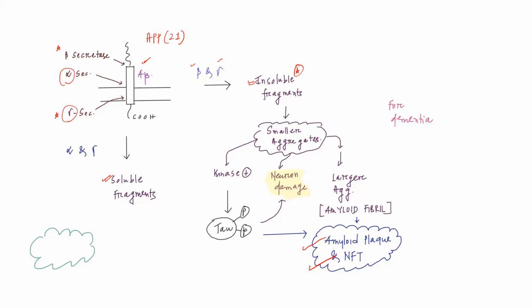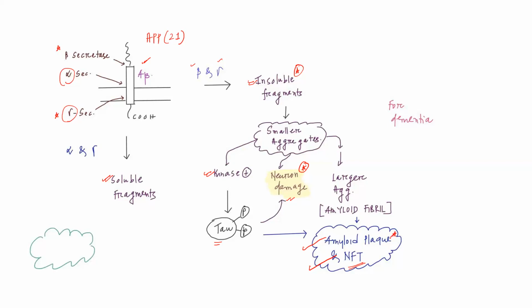And remember, in all the neurodegenerative disorders, the smaller aggregates are actually toxic. So smaller aggregates can directly cause neuronal damage. At the same time, they can activate kinases, which will cause phosphorylation of tau proteins. Tau proteins are microtubule associated proteins which are present inside the neurons. Whenever there is phosphorylation of tau, phosphorylated tau can also cause neuronal damage. It will also cause formation of neurofibrillary tangles, and it can also help in formation of amyloid plaques.